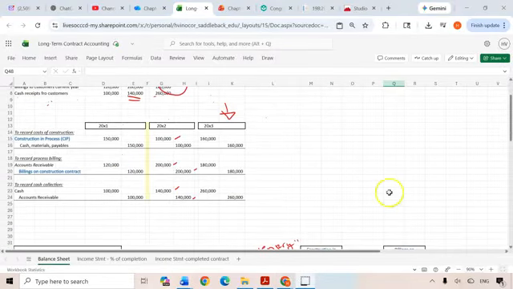So this is the balance sheet accounting for a long-term contract where we get installment payments. And again, this is the same whether you're using the percentage of completion method or the completed contract method. Where it differs is on the income statement, which will be in the next video.